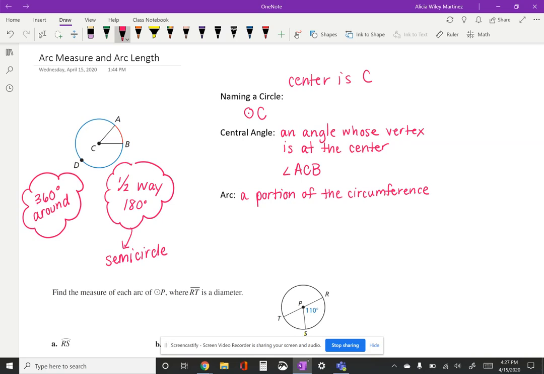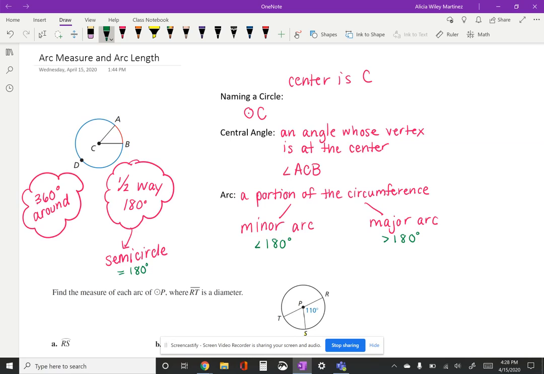When we are talking about the different types of arcs, there are two kinds of arcs. There is a minor arc and there is a major arc. The names make sense because minor arcs are smaller than major arcs. A minor arc is an arc that has an angle measure of less than 180 degrees. A major arc is the opposite of that. It's an arc with an angle measurement larger than 180 degrees. A semicircle is exactly 180 degrees, right?